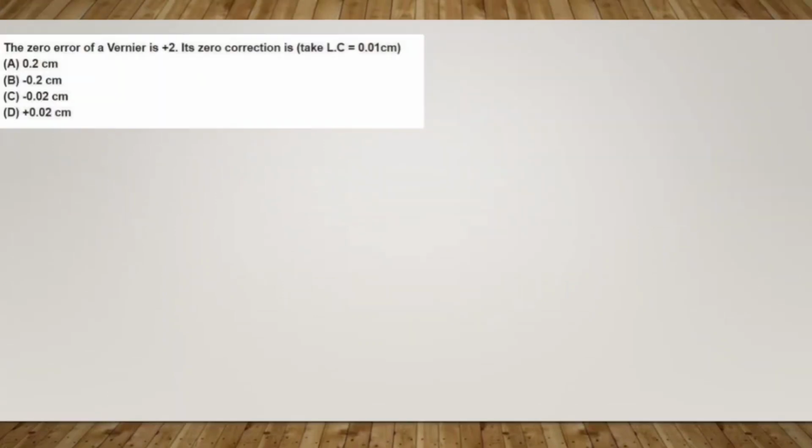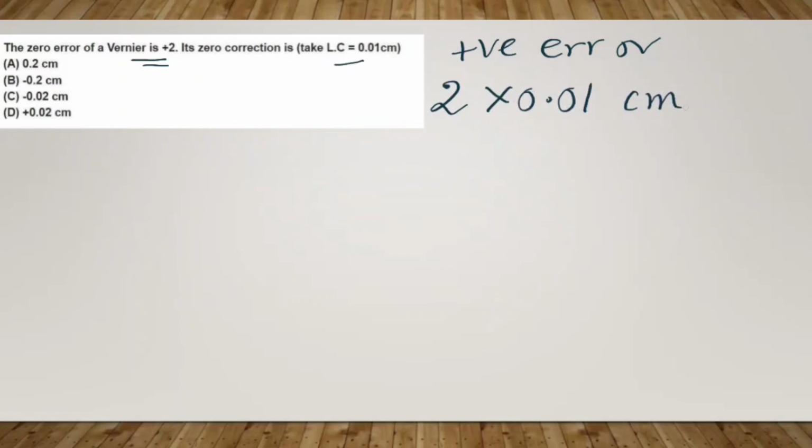Let us dive right into our first problem. Zero error of a vernier is given to be +2. That means we are dealing with a positive error of 2 vernier scale divisions. The least count is given, so the value of the error is 0.02 centimeter. They want to know about the zero correction too.